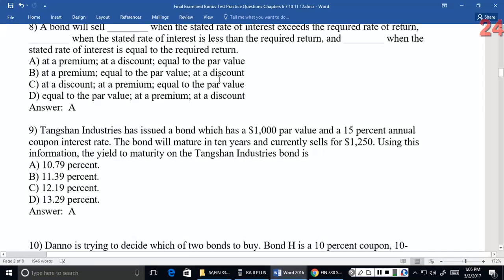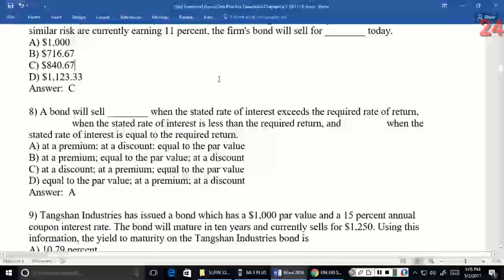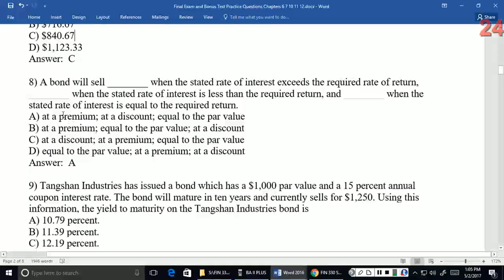All right, number 8. The answer is A. A bond will sell at a premium when the stated rate of interest exceeds the required return, and at a discount when the stated rate of interest is less than the required return, and equal to the par value when the rate of interest is equal to the required return.